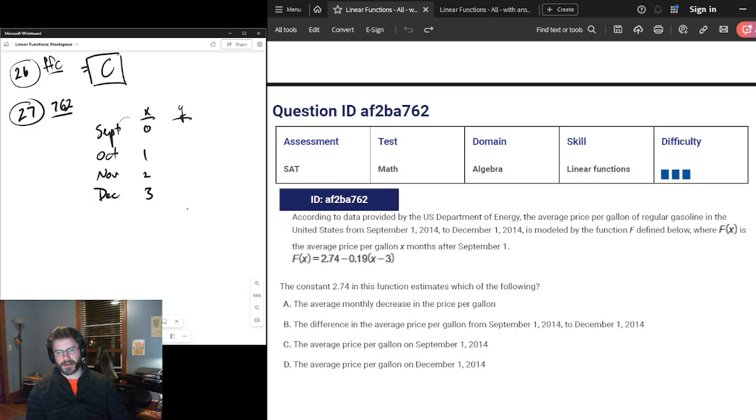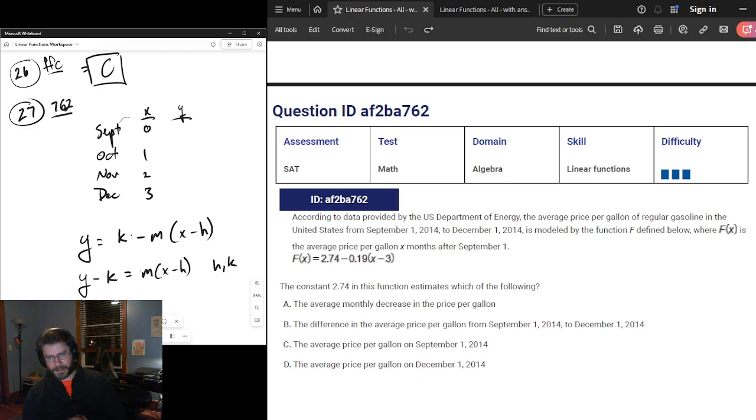Our y coordinates are whatever they are. The way that they've given this to us is we should understand this to be y equals k minus m times x minus h. They've moved the k value over because remember our standard form for point slope formula is y minus k equals m times x minus h, where (h, k) is a point that exists on the line. So we should understand this to know that (h, k) here is our point on the line, and in that position we've got 2.74. So we should understand that to be month 3, December, so it must be D.